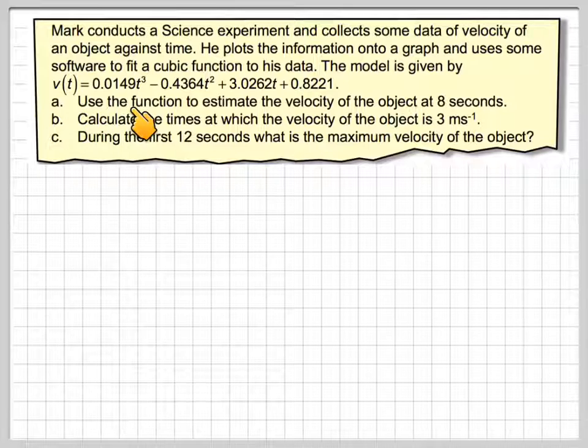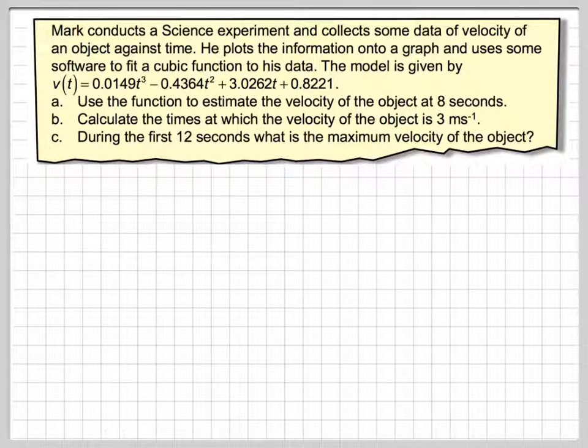A. Use the function to estimate the velocity of the object at 8 seconds. B. Calculate the times at which the velocity of the object is 3 meters per second. And C. During the first 12 seconds, what was the maximum velocity of the object?